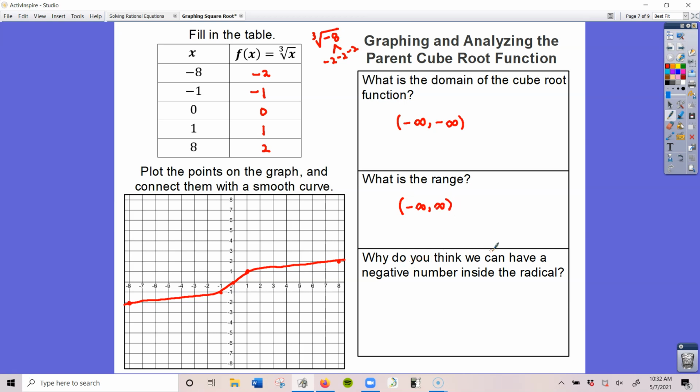Now, why do you think we can have a negative number inside of the radical? And this is what I explained here. The reason for that is because three identical numbers would multiply to give you a negative.